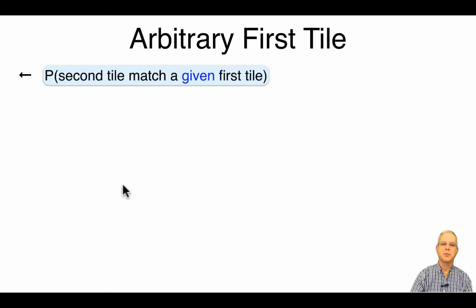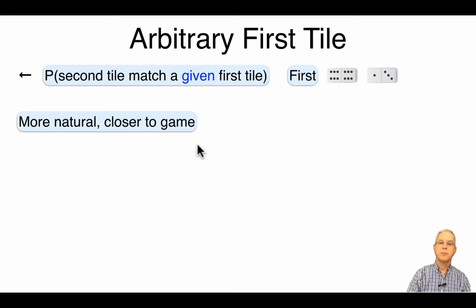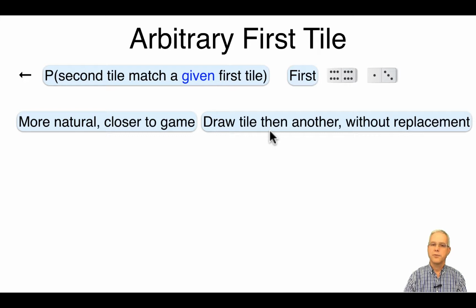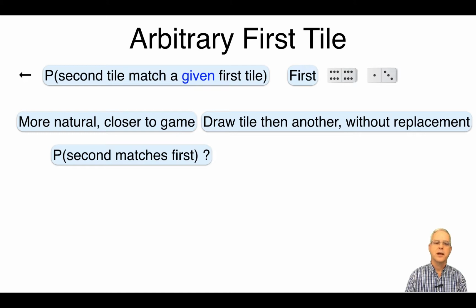Okay, so first of all, arbitrary first tile. What we've done so far is we calculated the probability that the second tile is a match given that we were told what the first tile was. So we saw what happens if the first tile was a double, for example 6/6. We calculated the probability of a match, and we saw the probability of a match when the first tile was non-double, like 1/3. But a more natural question, and it's also closer to the game, is to say that we're drawing one tile and then another tile, without replacement, of course. And then we ask just what is the probability that the second one matches the first.